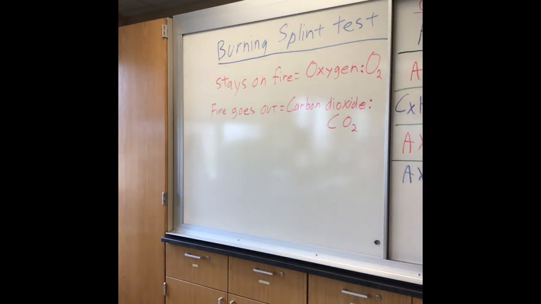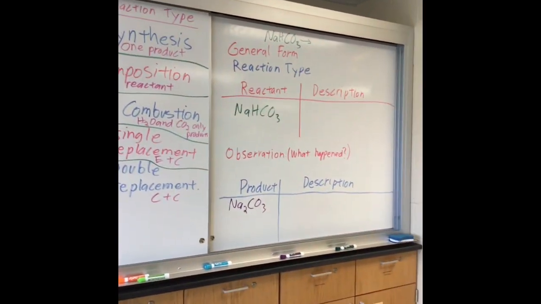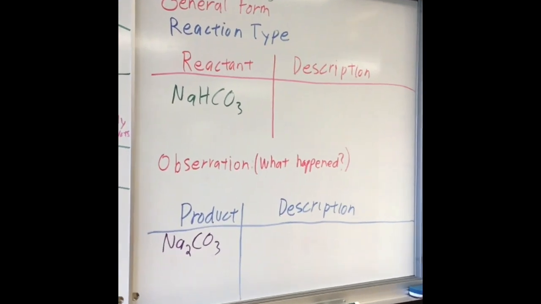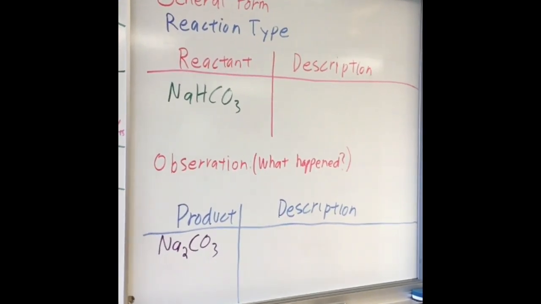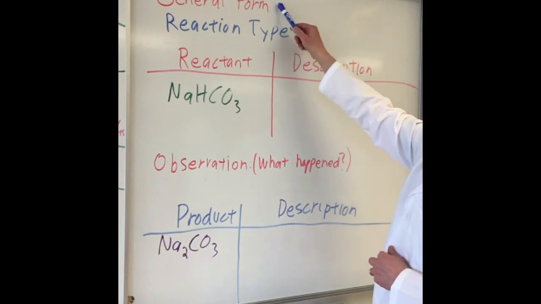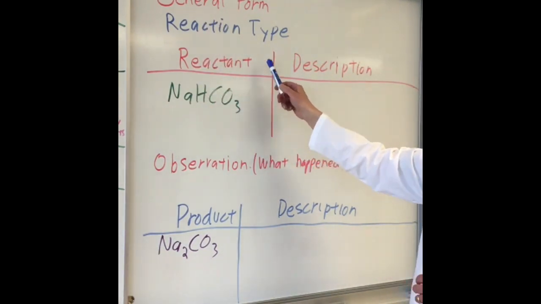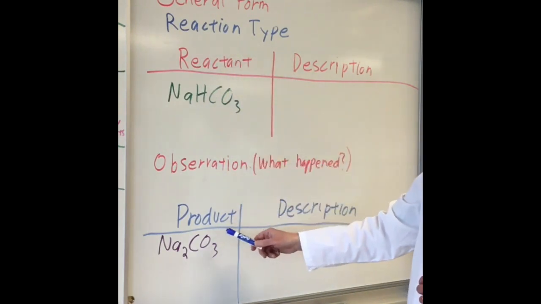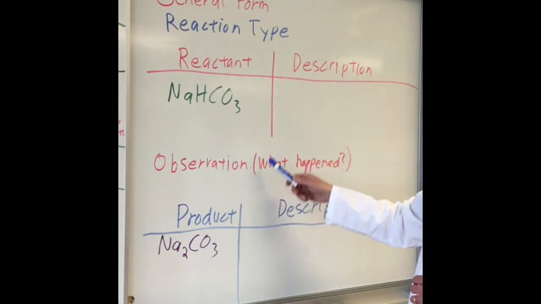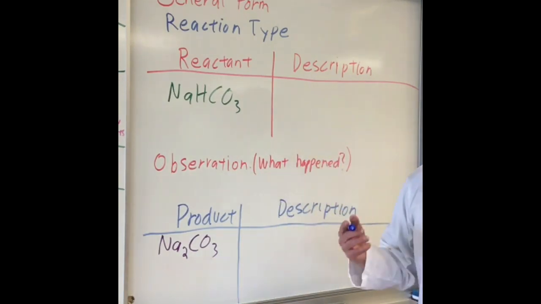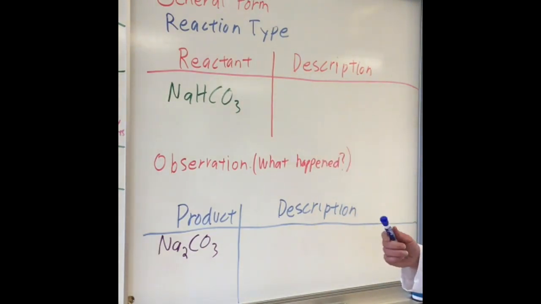Now let's take a look at our reaction for today. So here is our board that we will be filling out. You should stop the video right now and copy this down in this form by leaving space for a reaction up here, the general form, the A plus X and so forth, the name of the reaction type. We have a couple of data tables here with what the reactant and the products will look like, and then a space for a description and an observation in the middle. So stop the video, copy this down so you're ready to go.